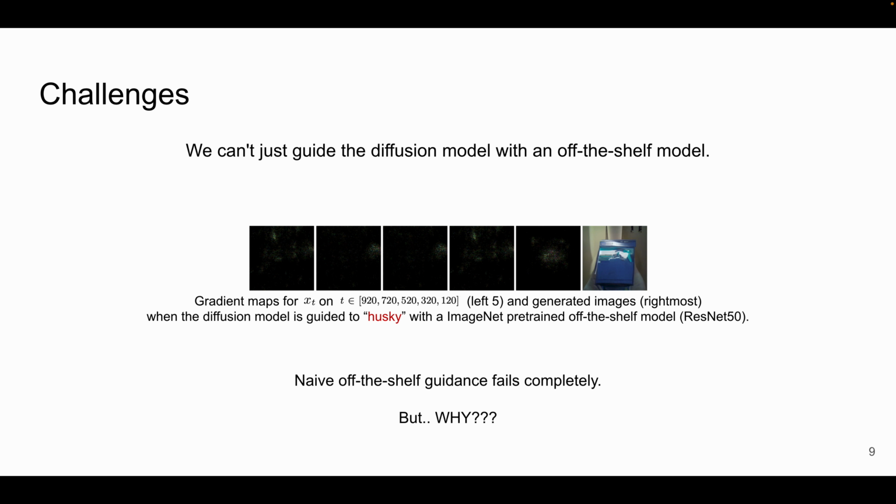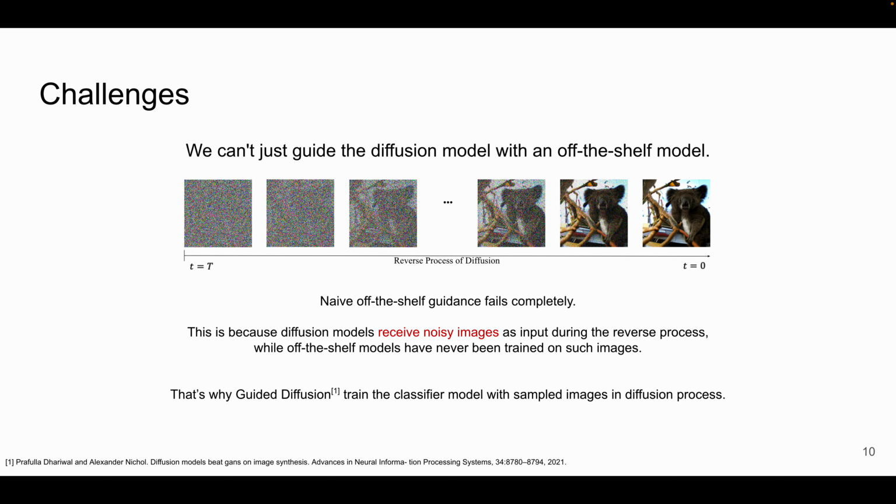What if we took an off-the-shelf model and turned it into a guidance model? As you can see in the image on the far right, guidance via the naive off-the-shelf model fails. But why? This is because diffusion models receive noisy images as input during the reverse process, while off-the-shelf models have never been trained on such images. That's why guided diffusion trained the classifier model with sampled images in the diffusion process.